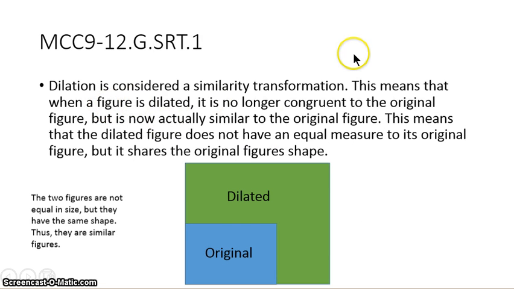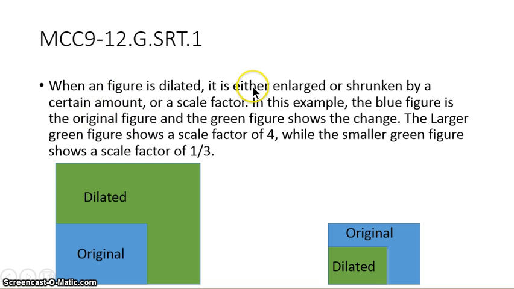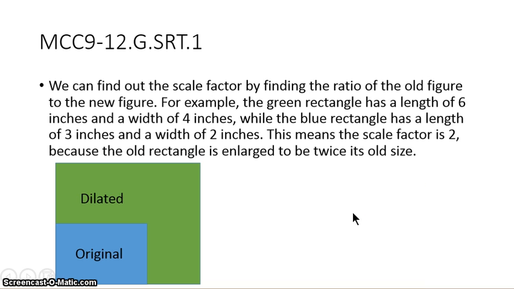The apostrophe is the mark used to show that the point in question is a part of the new shape. Dilation is considered to be a similarity transformation. This means that the original figure and dilated figure will not have the same measure, but they will share the same shape. When a figure is dilated, it is either enlarged or shrunken by a certain amount, or a scale factor. For this pair of figures, the scale factor would be 4, which means that the dilated figure would be 4 times the size of the original figure. And in this pair of figures, the scale factor would be 1/3, which means that the dilated figure is 1/3 the size of the original figure.